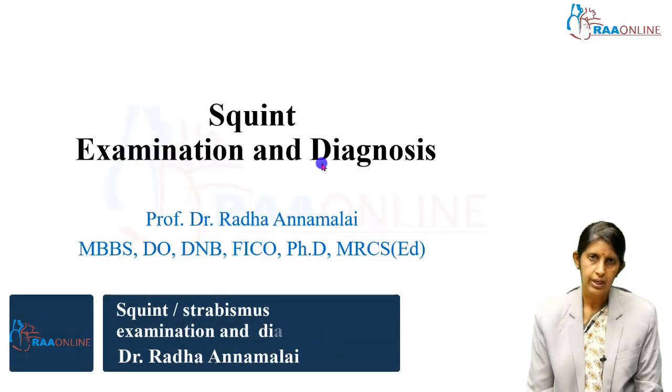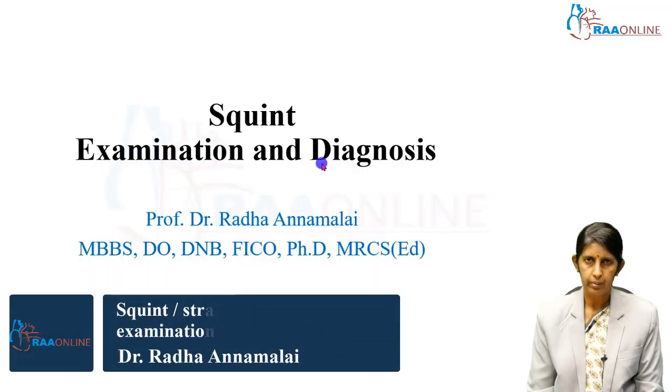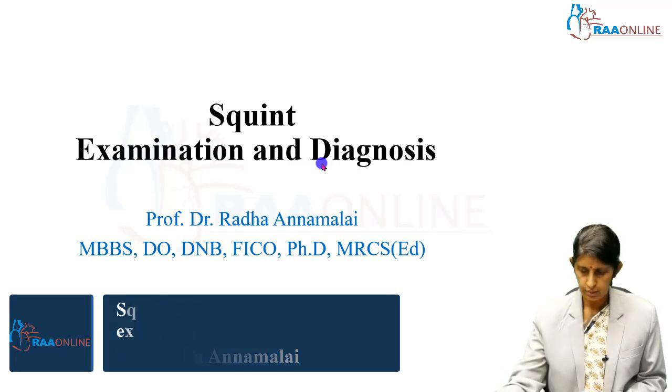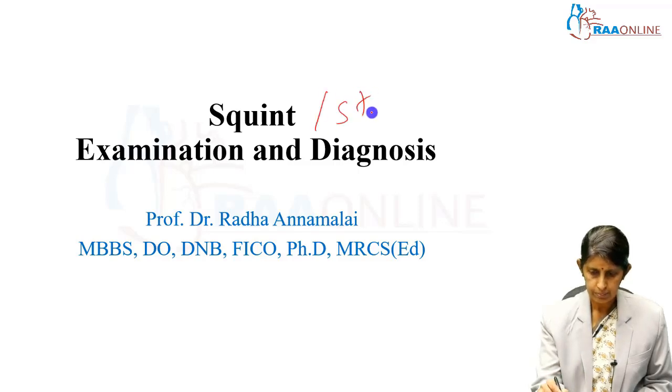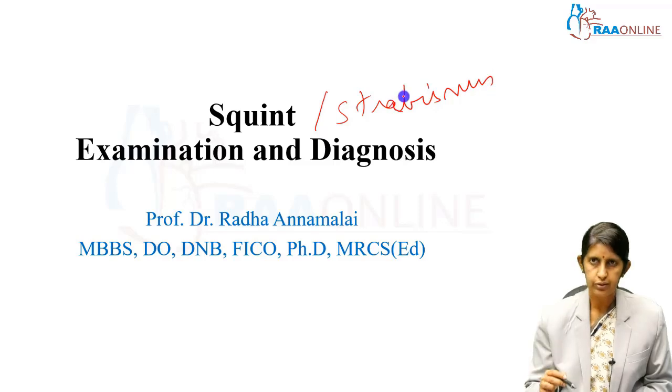Good afternoon. Today I'll be talking to you about an important topic which is squint. Squint is also called strabismus. The word strabismus usually indicates that we're talking about patients with deviated eyes. Strabismus is the other word to indicate squint.